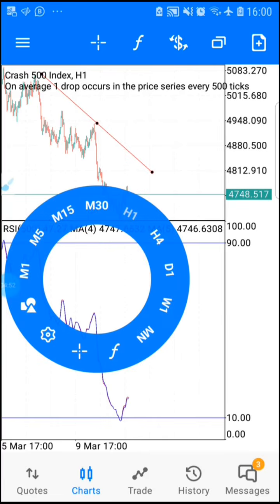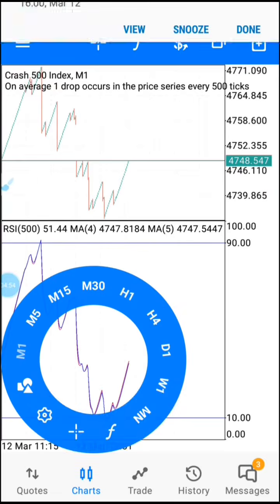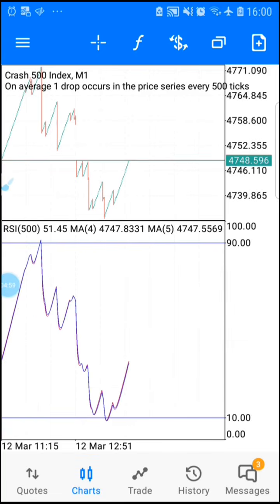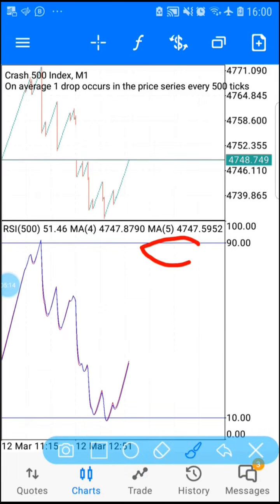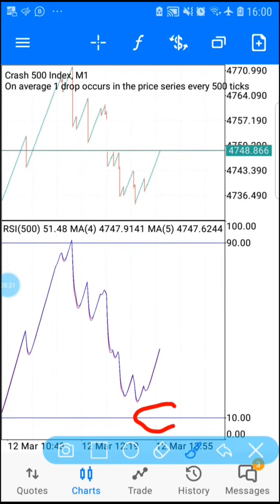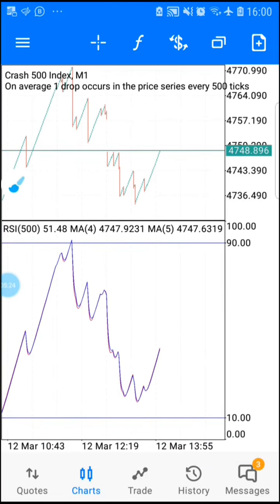We come down to our M1 for our entries. What are we going to be looking for? We're going to be looking for these moving averages on our RSI to touch the 90 level, right? To touch our 90 level, this line. Remember, for Boom, we wanted it to touch our 10 level. For this one, we want it to touch our 90 level.